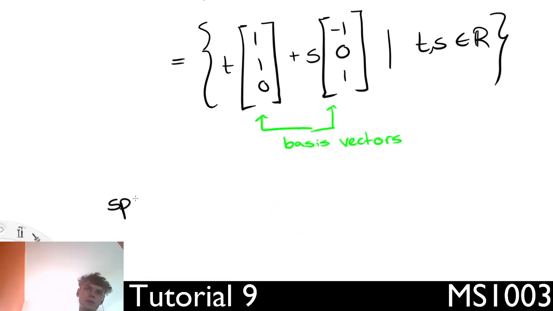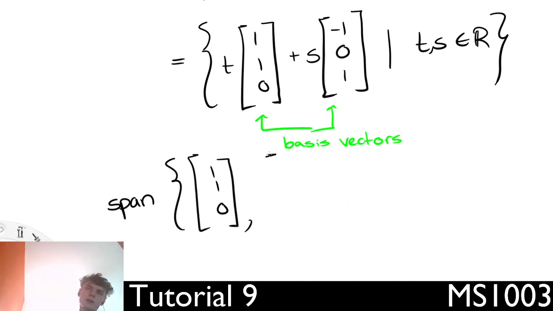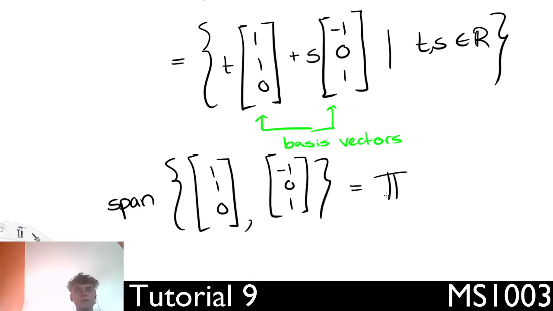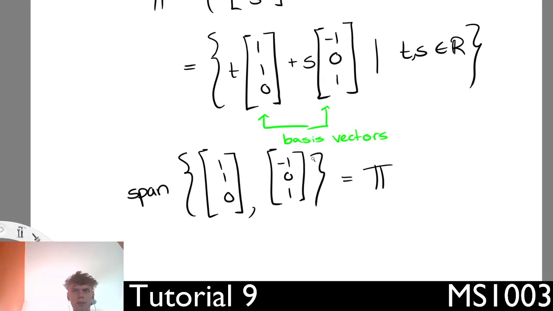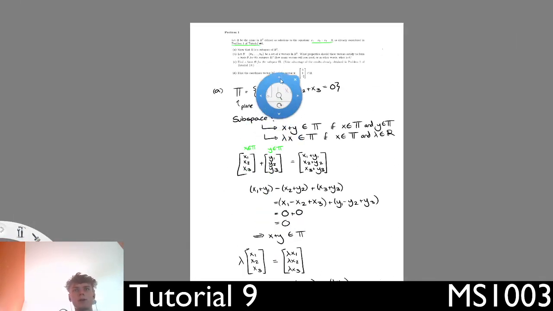So the span of 1, 1, 0 and minus 1, 0, 1 is equal to pi. Okay, if you want a little bit more detail, you can check out the last tutorial in problem 1, or you can check out tutorial 7 in the common mistakes section, where I do a question like this. I explain it just a little bit more. And that's part C done.